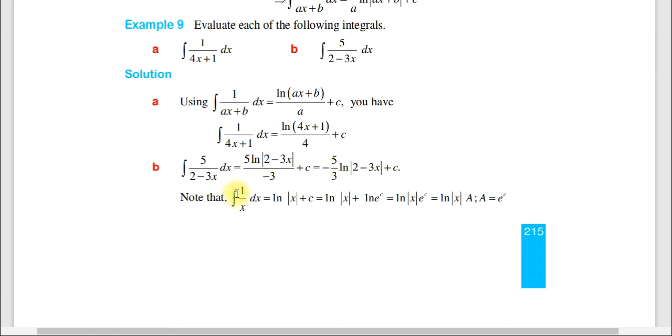So note that the integral of 1/x dx is equal to ln|x| + c, which is equal to ln|x| + ln e^c.